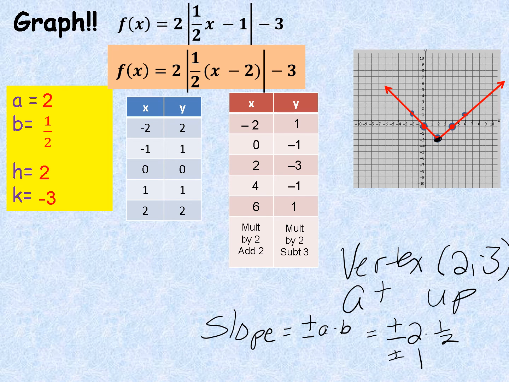So I'm going to go up 1 over 1, and then up 1 over 1 again. Then I'm going to go back to the vertex and go up 1 over 1, up 1 over 1 on the other side. So in this case, I would have these 5 points, and then you connect the dots. So you can still do the slope method also.